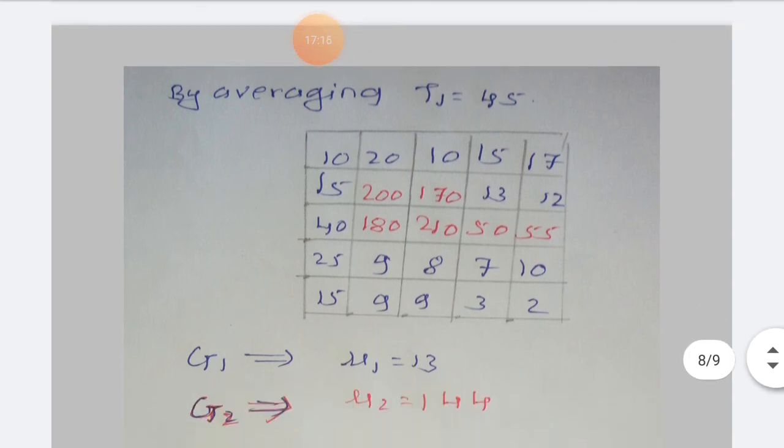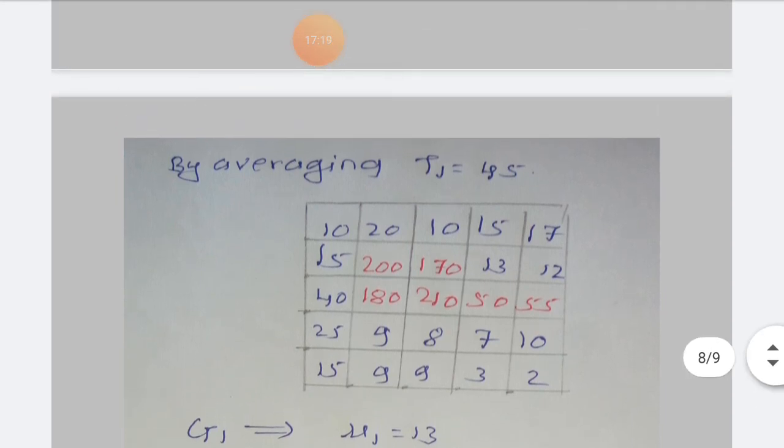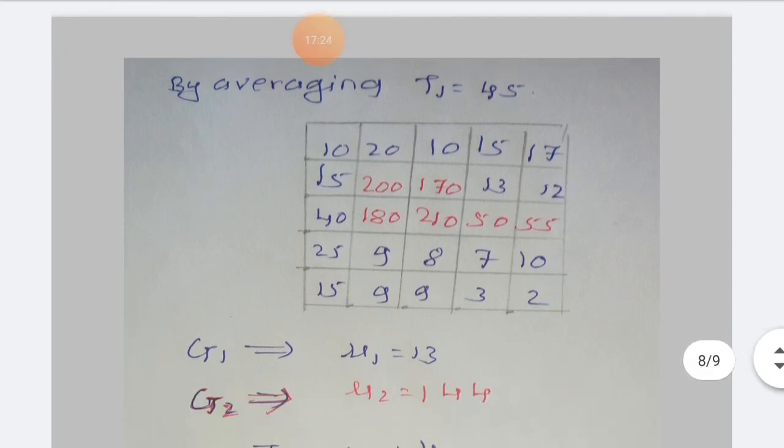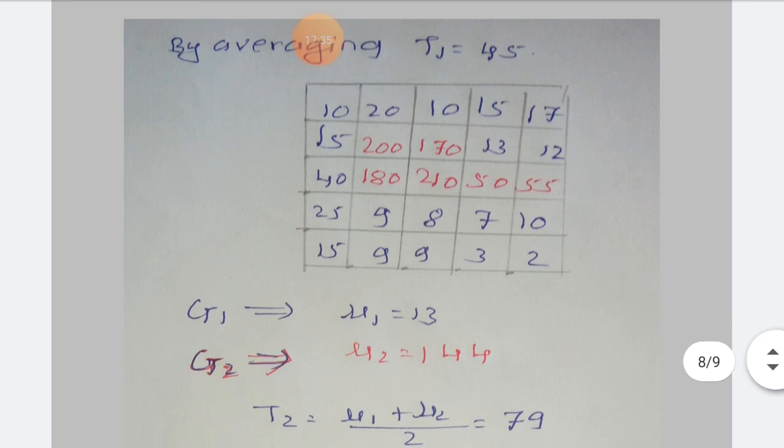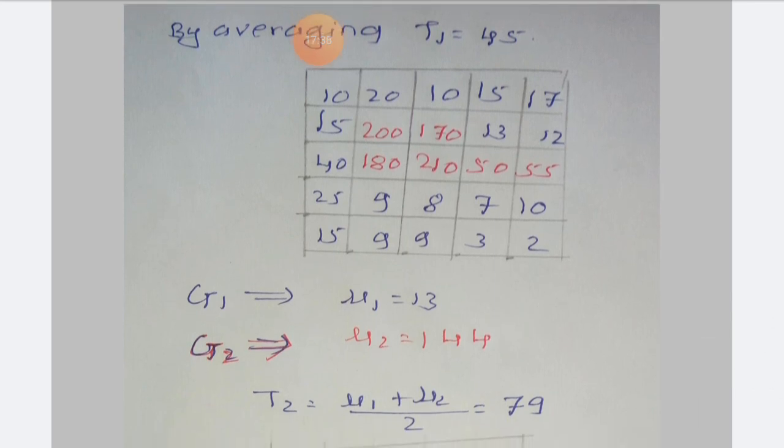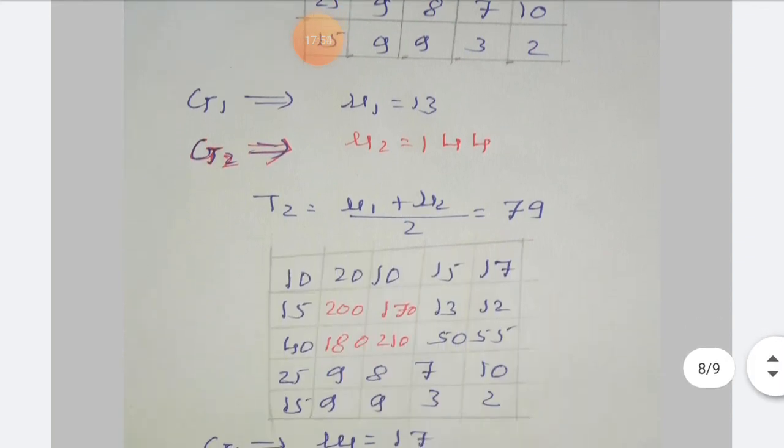Now according to the algorithm, we have to take the average value of the red pixels. I am getting 144, and from the background G1 the average value is 13. The next step is to find half of mu1 plus mu2. So I am getting the new threshold value t2 equal to 79. Now if I apply this new threshold value 79 on the input image, I am getting this kind of image.